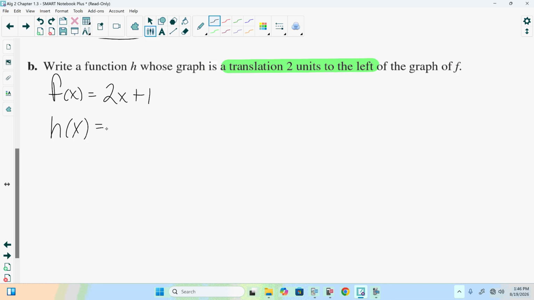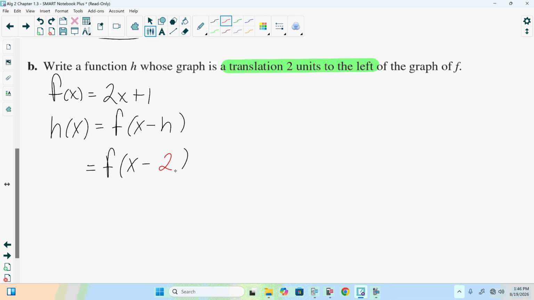What is the general form for horizontal translation, or left-right movement? f of x minus h, where h is going to be our movement, how far we're moving it to the left or to the right. So they told us we're moving 2 units. So we know for certain h is indeed going to be 2. Yes? Now the question is, is it going to be positive 2 or negative 2?